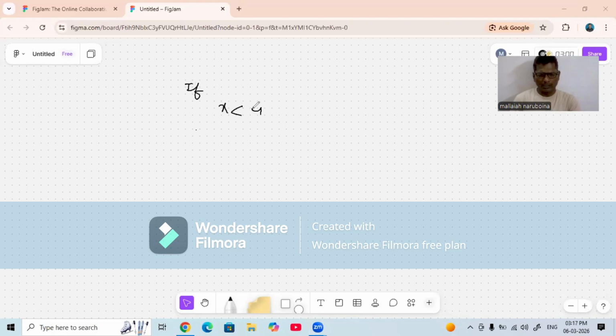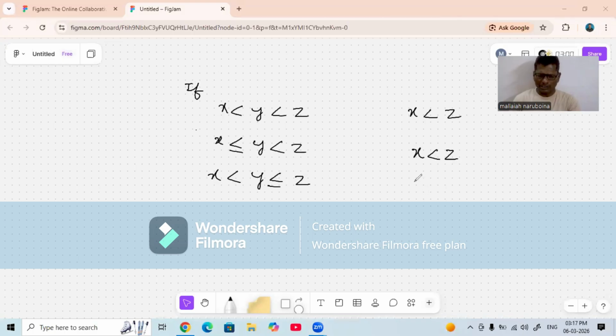if x less than y, y less than z, then x must be less than z. If x less than or equal to y, y less than z, for this case also x less than z is valid. If x less than y and y less than or equal to z, for this case also x less than z is valid. When we have x less than or equal to y and y less than or equal to z, only for this case we get x less than or equal to z.